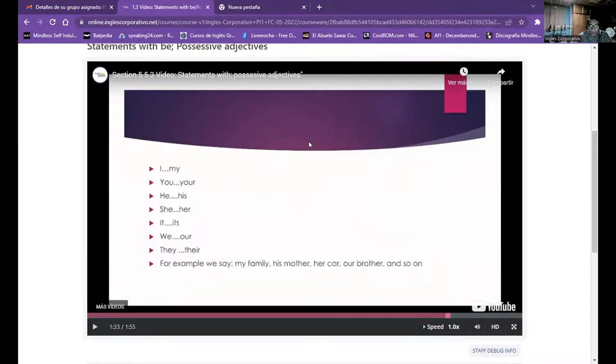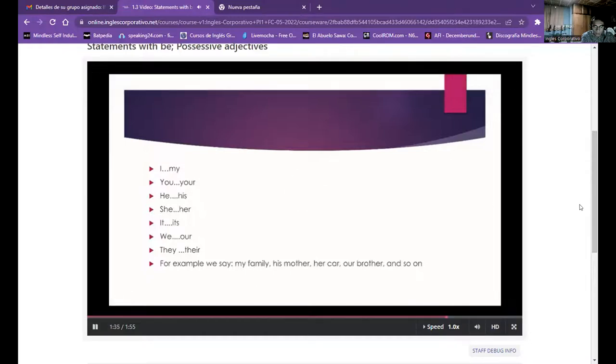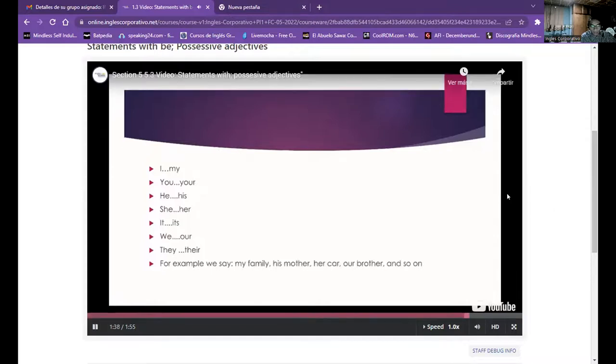Le pondré pausa por si alguno de ustedes quiere tomar nota de esto. Igual estará en su curso. Al momento de hacerlo también pueden darle una repasadita. También pueden, algo que sirve y que se ocupa mucho, solo tomar a picture of the screen. Well, we will continue. Just give me a second. So remember, I, my, you, your, he, his, she, her, it, its, we, our, they, their. For example, we say, my family, his mother, her car, our brother, and so on.